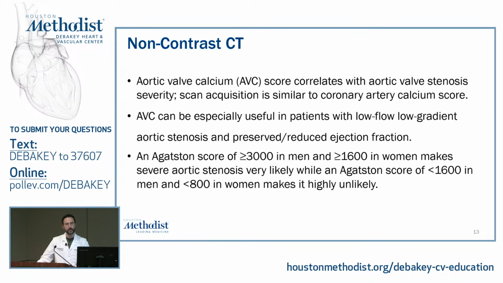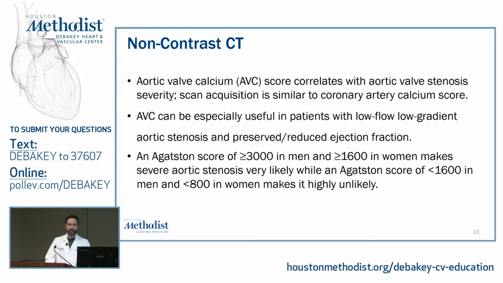So the first step in any CT data acquisition is to do just a regular non-contrast CT of the aortic valve. And there we're looking for aortic valve calcification. We use the same scan parameters as we do for coronary artery calcium score, where we use a tube potential of 120 kV, slice thickness of 3 millimeter. And we measure how much calcification there is around the aortic valve. And we grade it based on the Agatston scoring technique, just like we do with coronary arteries.